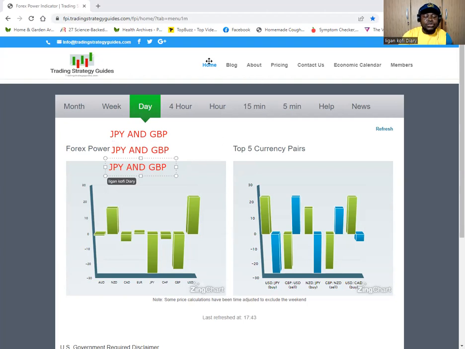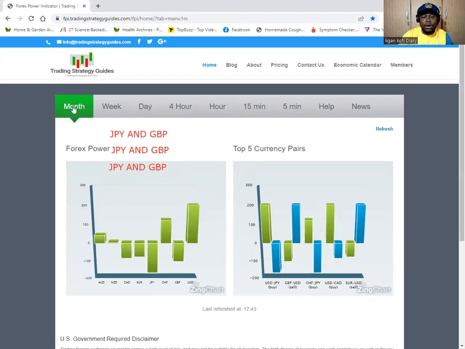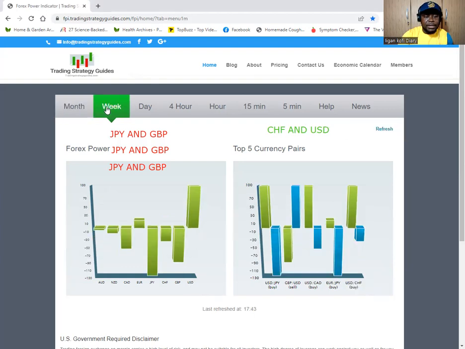Okay, so let's look at the stronger currencies too. We go straight to the monthly time frame first of all. We are looking at the stronger currencies. On the monthly, the stronger ones are CHF and USD. On the weekly, we have Euro and USD.